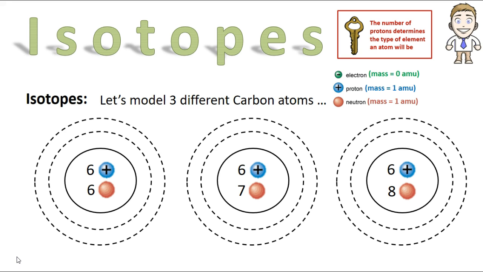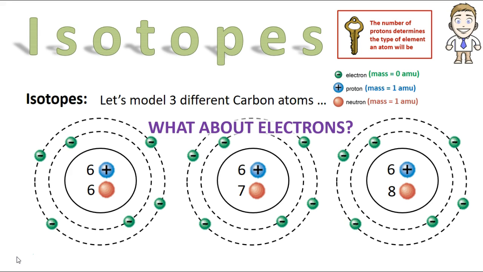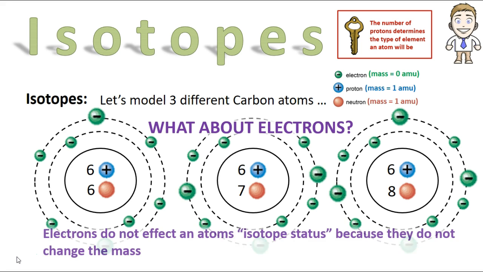Let's go back at this point to my original 3 at 6, 7, and 8 neutrons. You might be wondering, what about the electrons? We've been ignoring them this whole time. So let's consider putting in 6 electrons to each of these atoms to start. To give them different numbers of electrons, I'll put in 2 more to make 8 electrons here, 9 here, and 10 here.